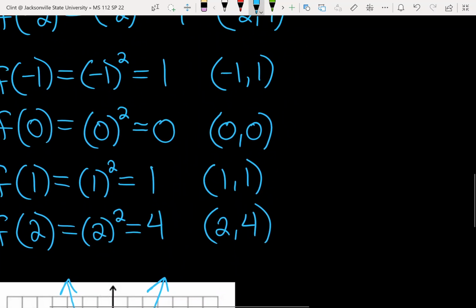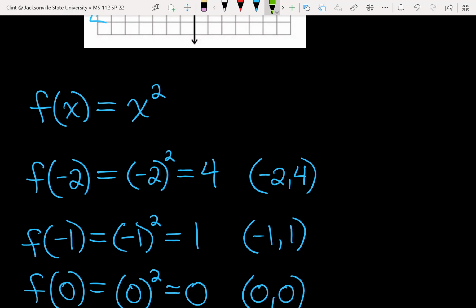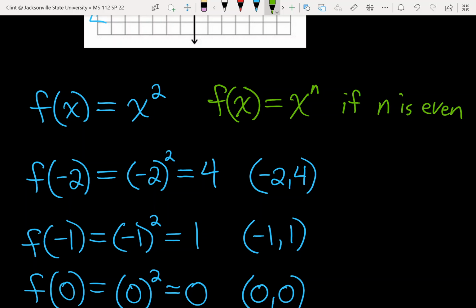Okay, but in general, when we have a function like this, or we have x raised to some power, if that power is even, then in general our graph's going to look pretty much like the one we just did, where we have a parabola type shape. And it's possible it could go down, but one of those.